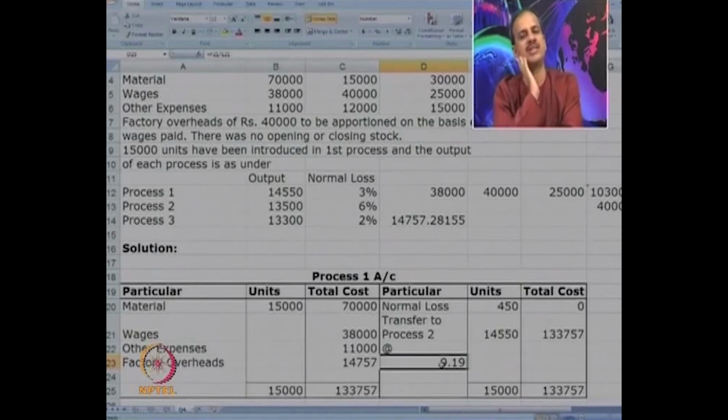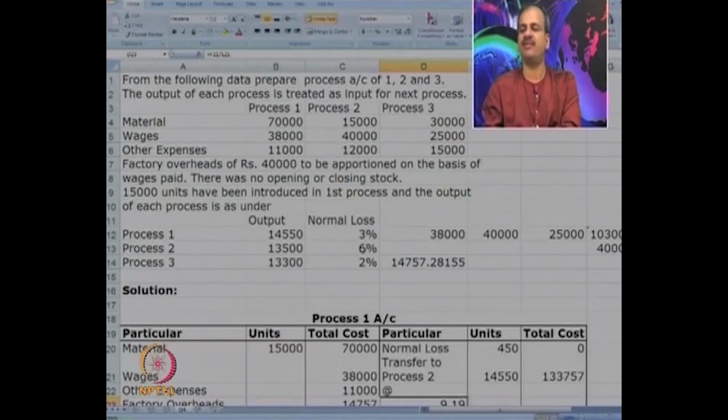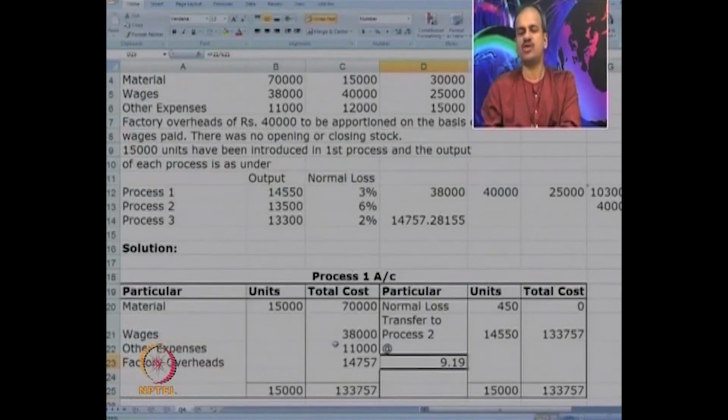Now think of making the process 2 account. Now I am not going to show. Try to do it on your own. You can see the data of process 2 is given. You also have the solution for process 1. So you can easily think of making the process 2 account. Yes, try to make the process 2 account. Try it yourself. I will wait for a moment. Okay, I think you are on the right direction.